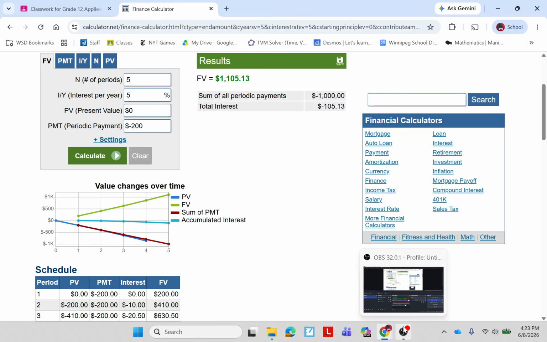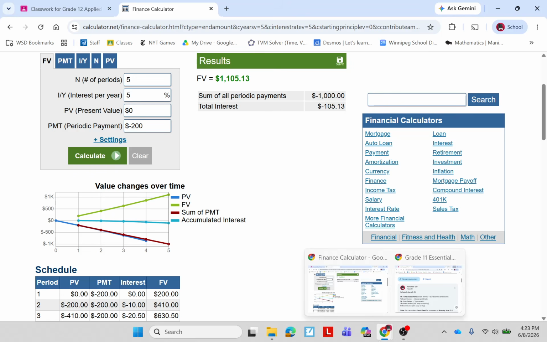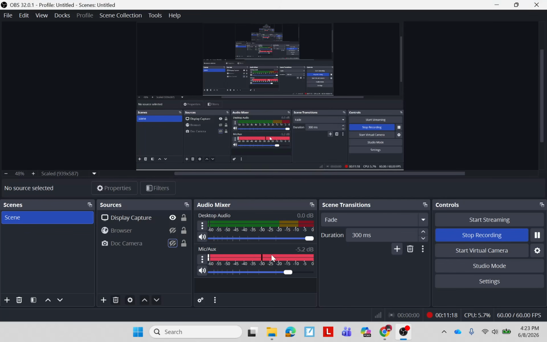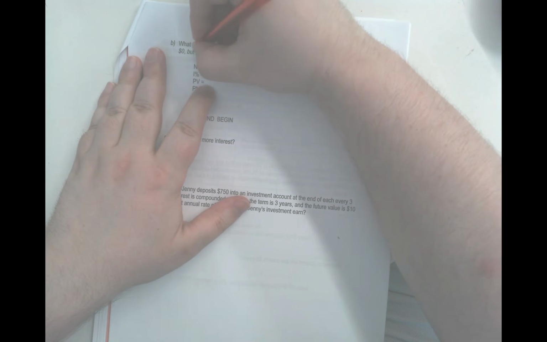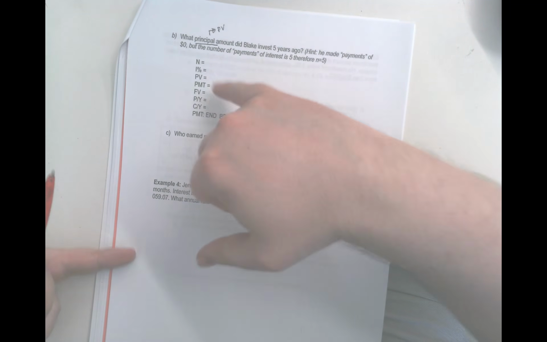So now, if we flip over to the next page, it's asking how much did Blake invest 5 years ago? And there's a hint here that says he made payments of $0, but the number of payments is 5, so n is equal to 5. And I just realized I had my financial calculator open. So let's go ahead and figure out the principal amount. So now we're calculating the present value. And keep in mind it said in the question that their future values were equal at the end of the day. So because we calculated the future value in part A, this is going to be the same future value in part B. So again, take a moment, fill in the financial calculator numbers, and we'll check back in.